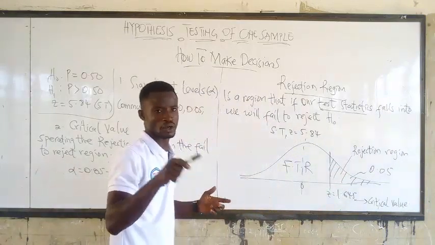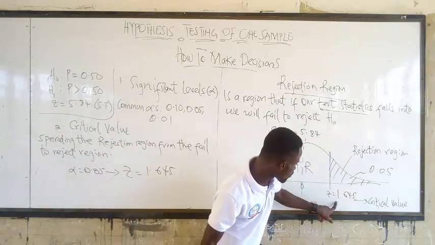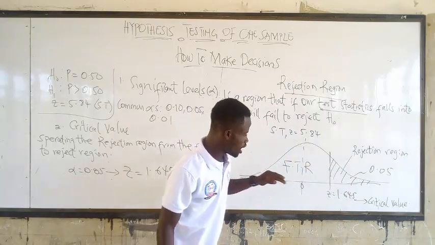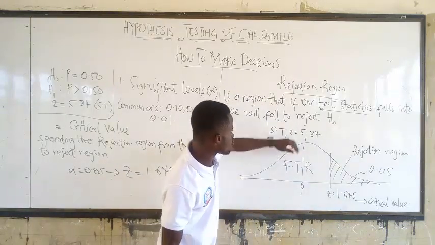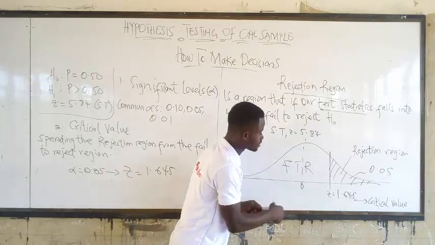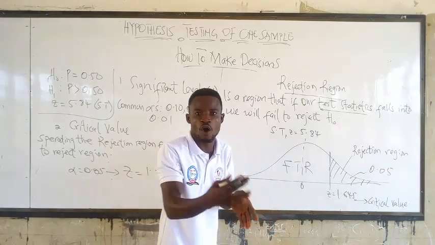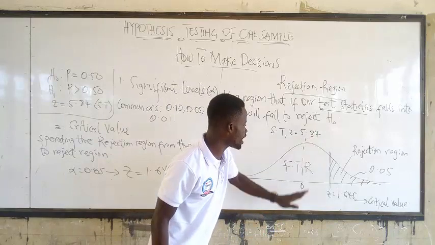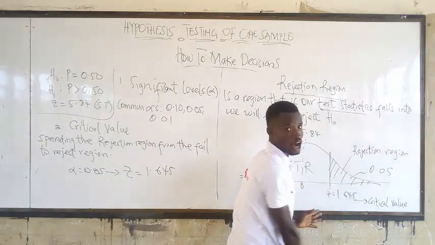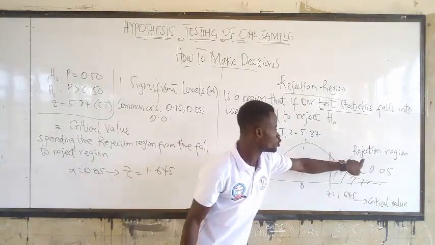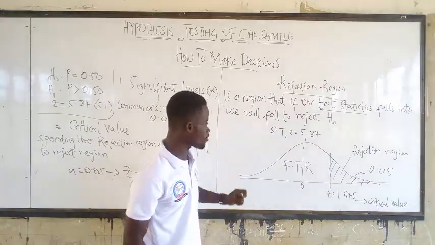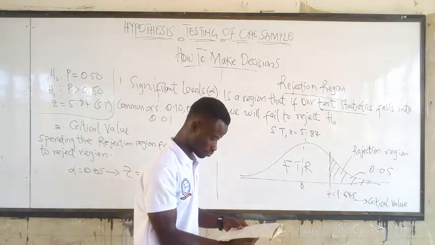Good. So this is what you're going to do. You know here is 1.645. So if here is 1.645, then where do you think 5.84 will be? Because here is 0. So what do you think 5.84 will be? You can see that 5.84 will not fall within here, but will fall on this side. That means that you are in the rejection what? Region. That means that you are in the rejection what? Region.